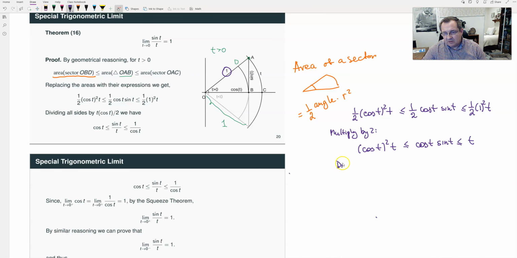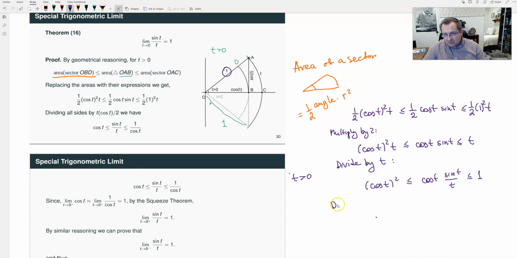Next, we will divide by t. So when we divide all three sides by t, noting that t is strictly greater than 0, we are not at t equals 0, we're just getting close to it. So that's possible. This is what we will have: cosine t squared less than or equal to cosine t times sine t over t less than or equal to 1.